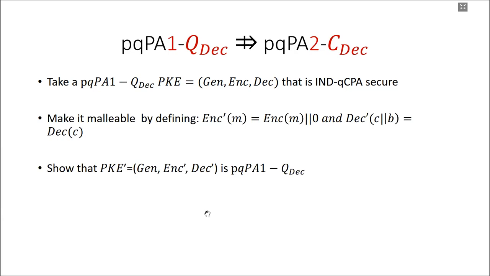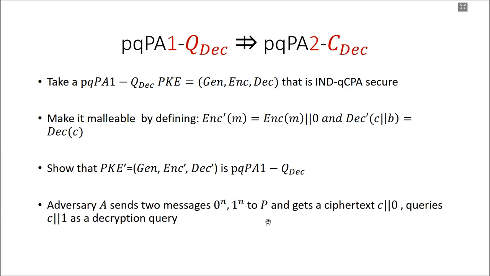We show that this new encryption scheme with encrypt prime and decrypt prime remains PQPA1 QDEC. The reason is that this adversary doesn't have the possibility of eavesdropping, so it cannot use this malleability to break the notion. But a PA2 adversary that has access to the plaintext creator is able to eavesdrop on the communication. It can send two messages, 0N and 1N, to the plaintext creator and get a ciphertext C and 0. Then it can change the ciphertext to C and 1 and submit it as a decryption query.